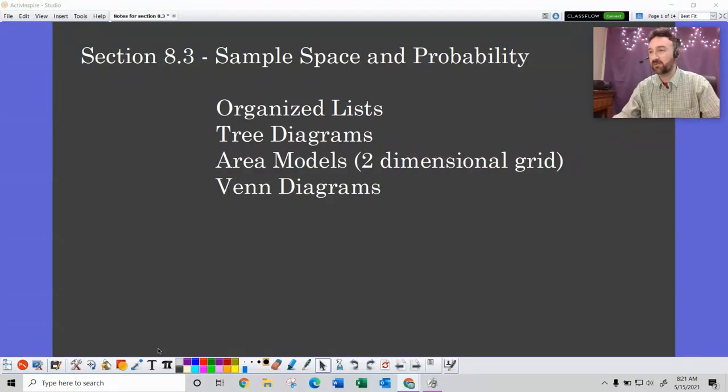This is section 8.3. So why don't you open up your notebooks and you can make an entry in your table of contents for section 8.3. And then we're going to get started. You can open up to a blank page.